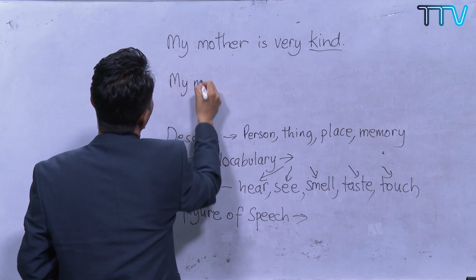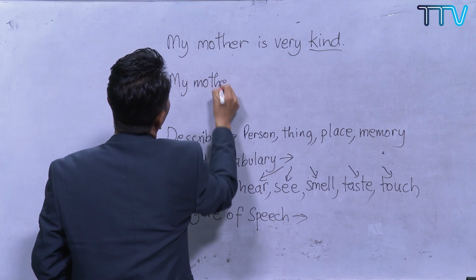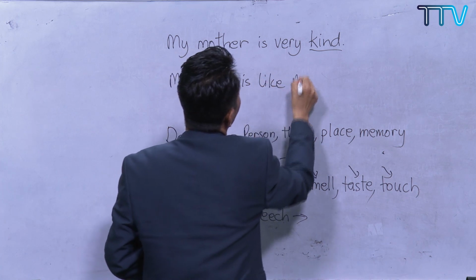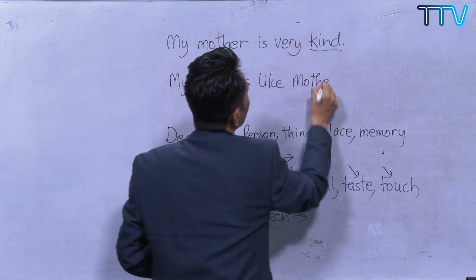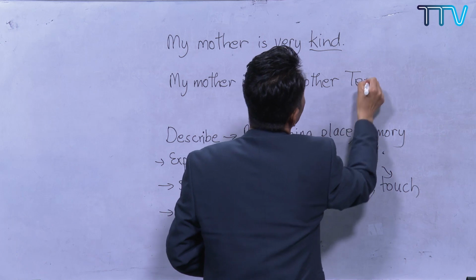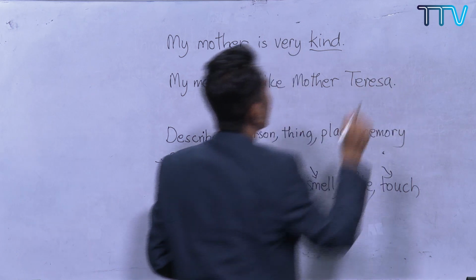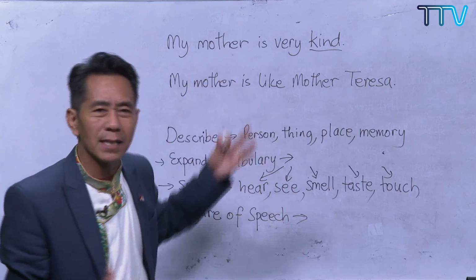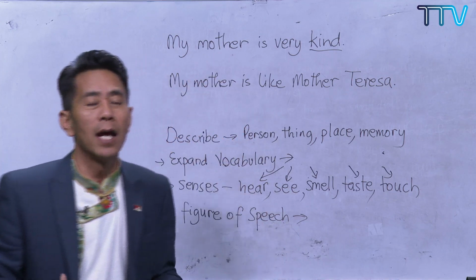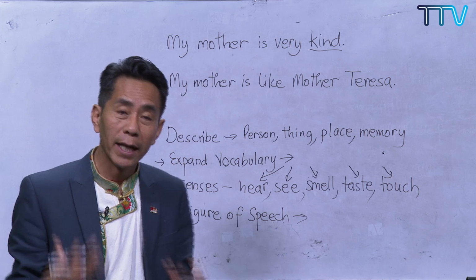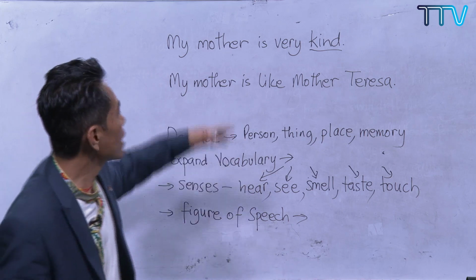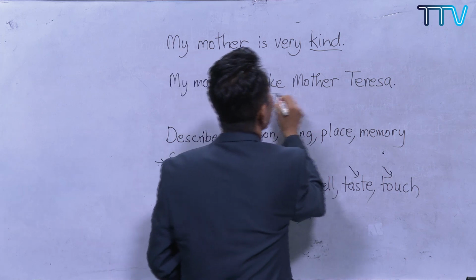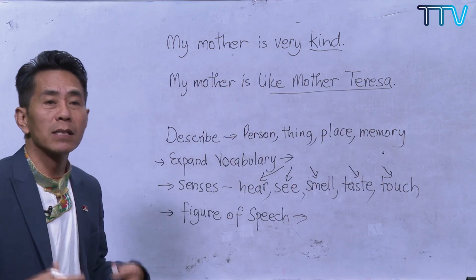My mother is like Mother Teresa. My mother is like Mother Teresa. Now the meaning is the same. What I'm trying to say is that my mother is very kind. But in the second sentence I use a figure of speech. When I say my mother is like Mother Teresa, I'm just comparing.